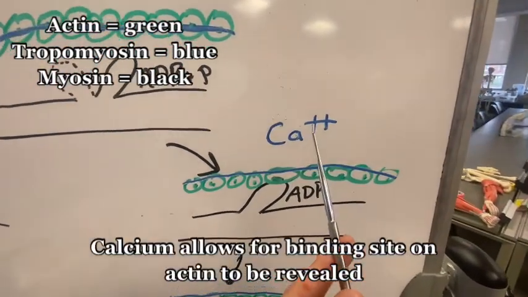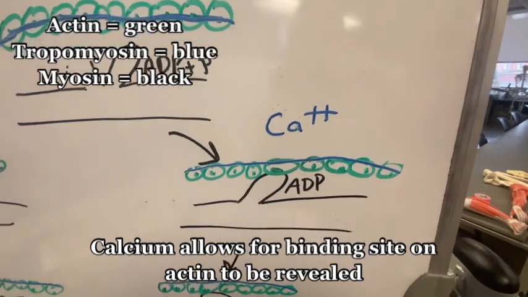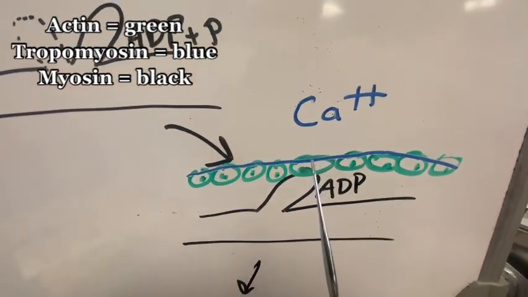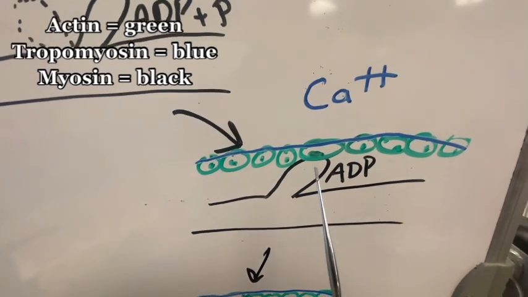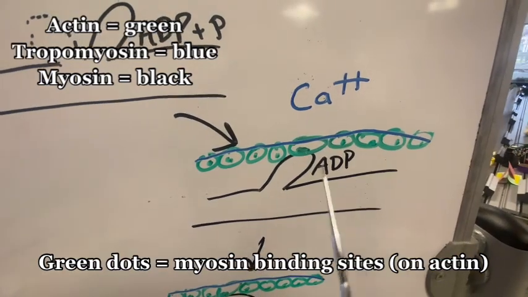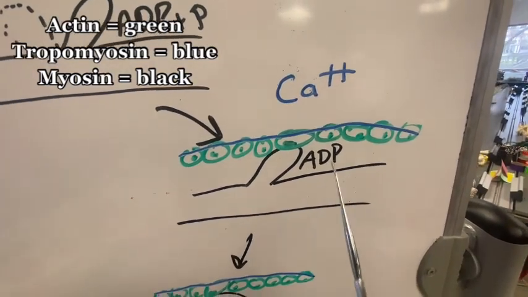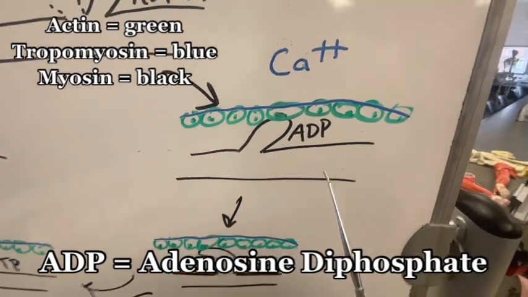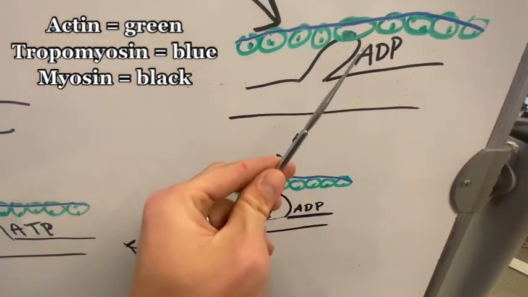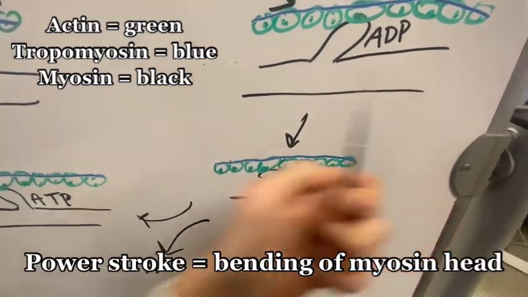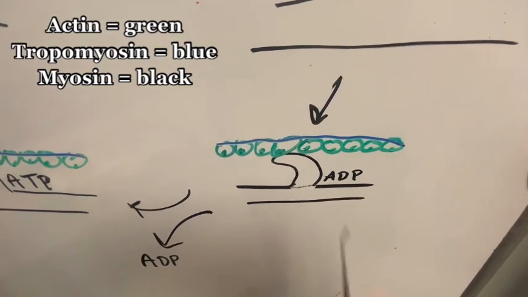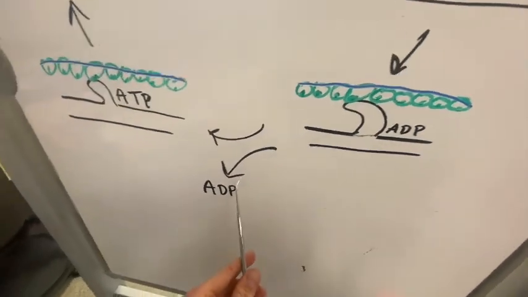In the presence of calcium binding to the troponin, it moves the tropomyosin. See how the blue is now moved out of the way, and the myosin head can attach to the myosin binding site on actin. Now we got ADP here, which is energy, ready to be released and do what's called a power stroke. Power stroke is when the myosin head bends like that and it pulls like a rope on the actin. And then you release that energy.